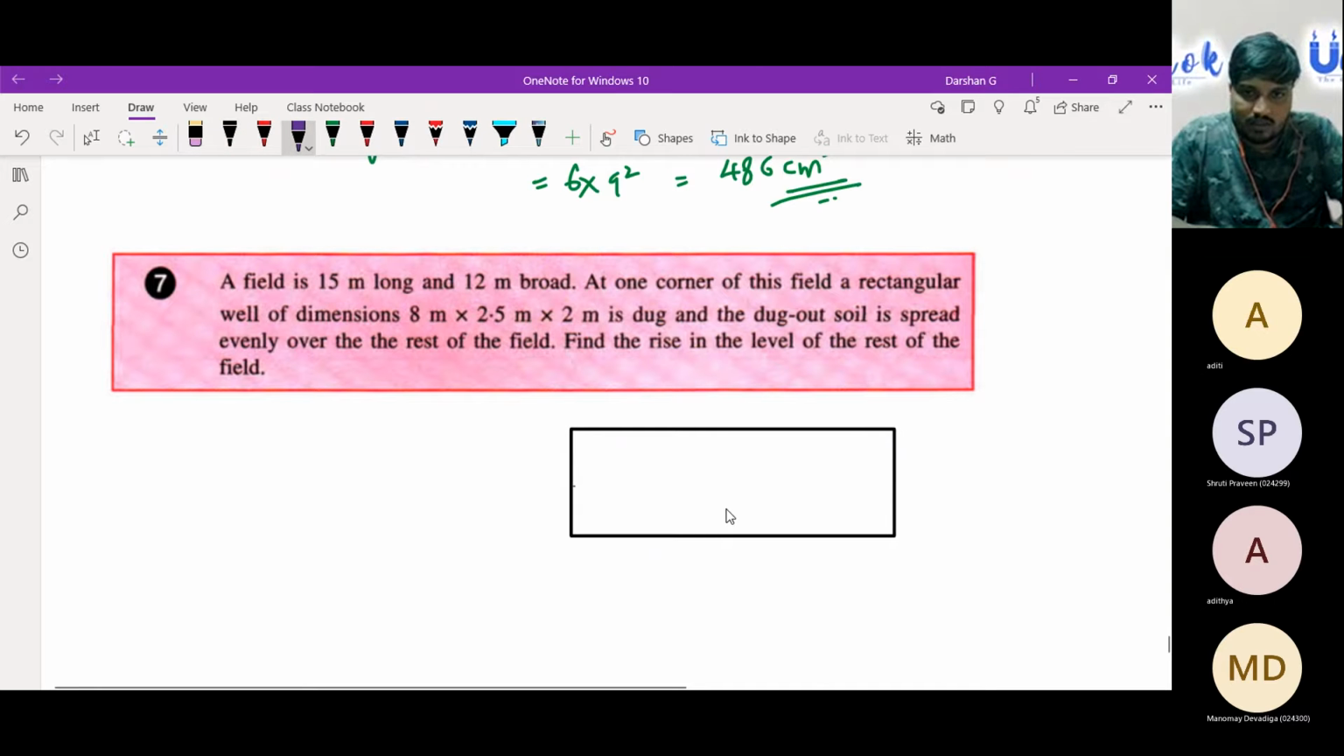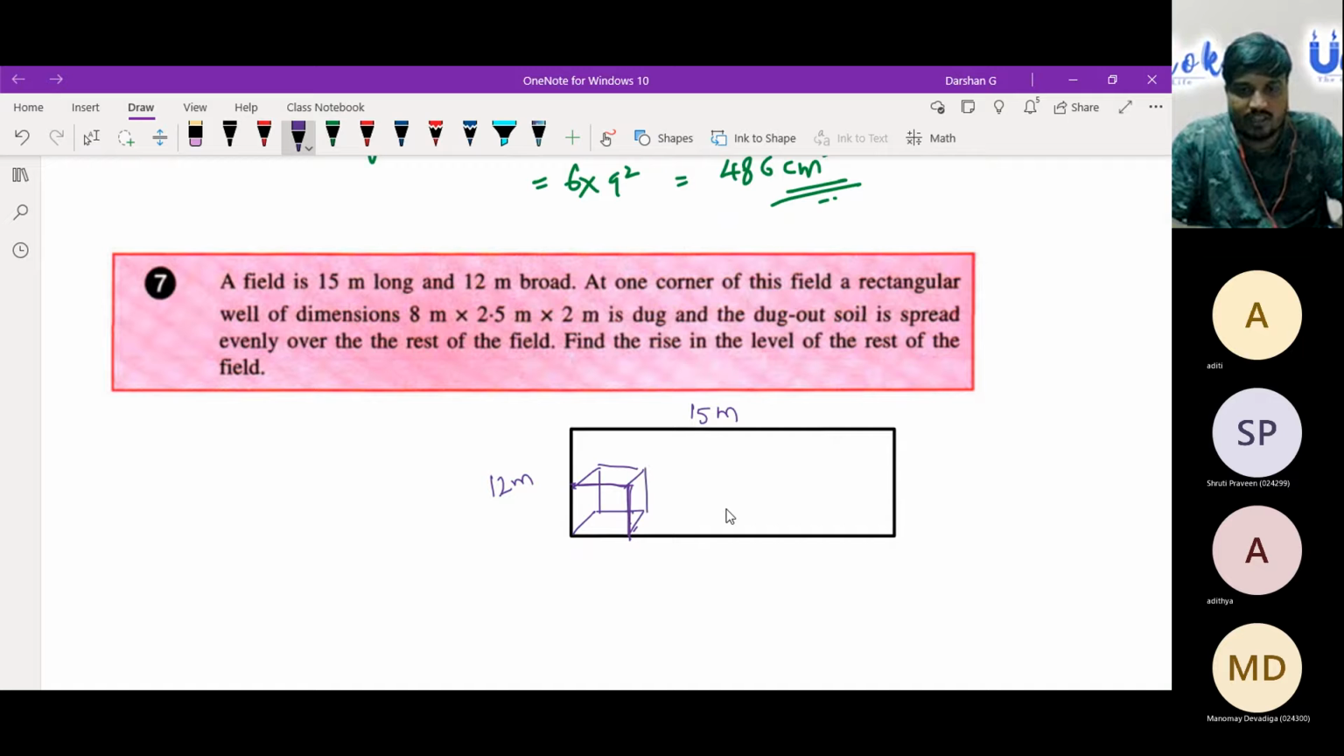You're cutting one part of it from one of the corners. What is the dimension? The dimension of this rectangular field is 15 meter in length and 12 meter in the breadth. So what is this dimension? This dimension is 8. The inside part, right? The inside part.